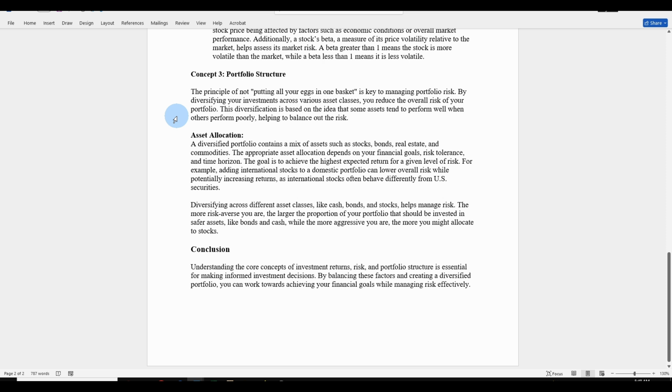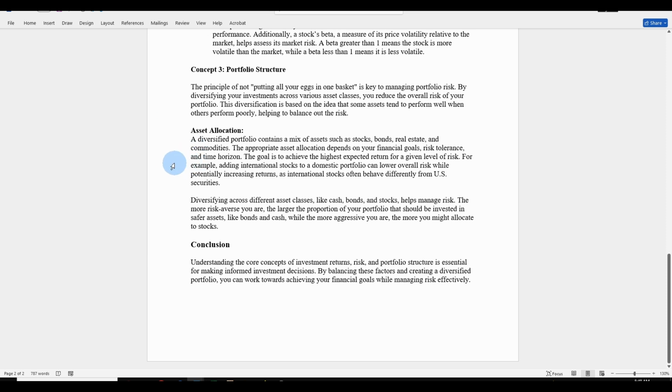The principle of not putting all your eggs in one basket is key to managing portfolio risk. By diversifying your investments across various asset classes, you can reduce the overall risk of your portfolio. This diversification is based on the idea that some assets tend to perform well when others perform poorly, helping to balance out the risk. Asset allocation.